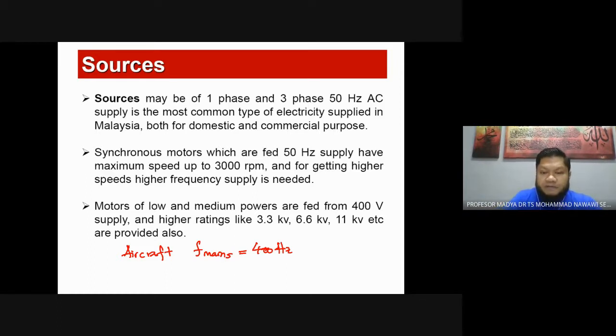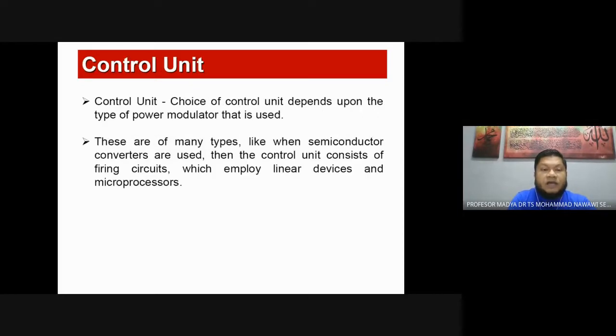Okay, synchronous motors which are fed can have maximum up to 3,000 RPM for getting higher speed. Motors of low and medium power are fed from 400 volt supply, and high ratings like 3.3 kV. Last week we have seen the application of the power levels with respect to the motor power levels. Here we have looked into traction, and even watches, your watch. Of course, they have a very microwatt power level. So that's that.